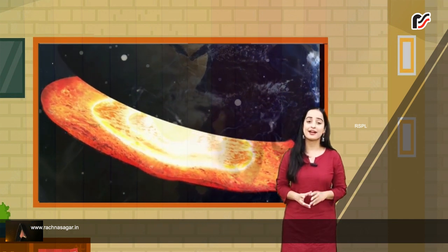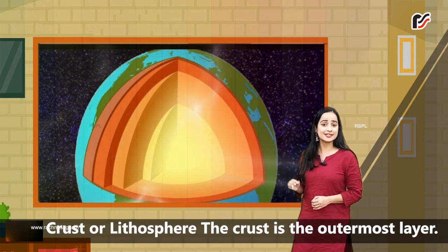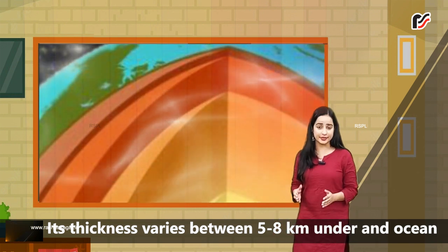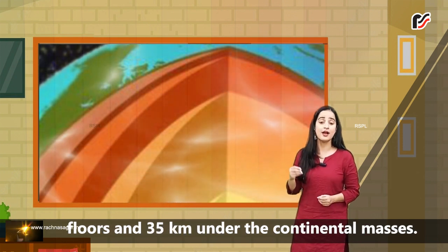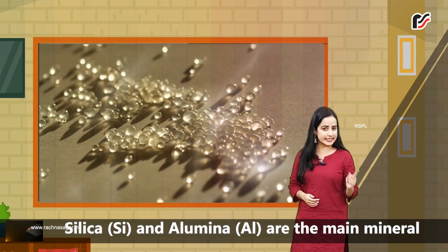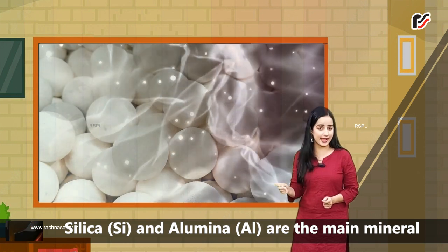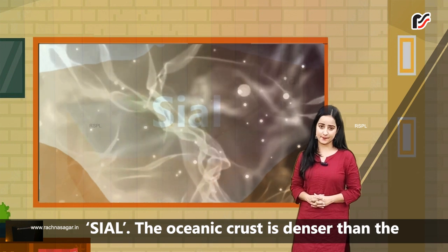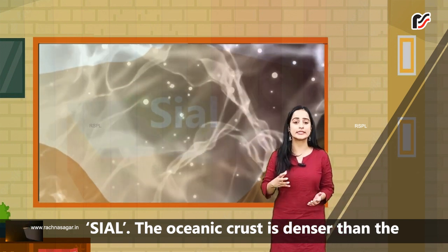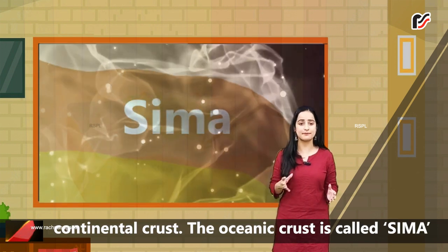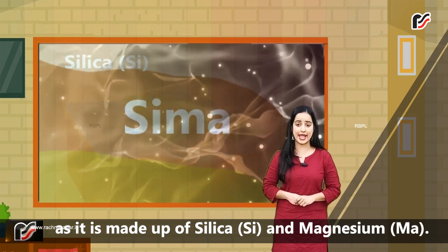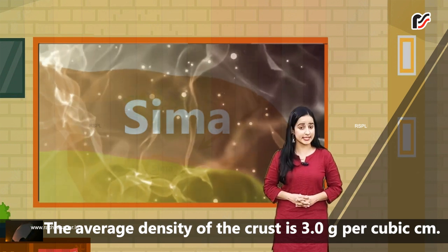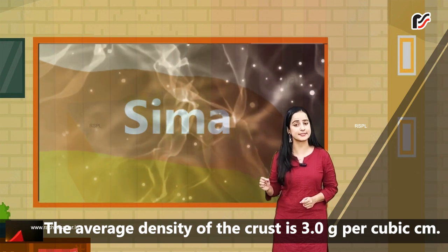Structure of the Earth: crust or lithosphere. The crust is the outermost layer. Its thickness varies between 5 to 8 km under the ocean floors and 35 km under the continental masses. Silica (Si) and alumina (Al) are the main mineral constituents of the continental mass and it is called sial. The oceanic crust is denser than the continental crust. The oceanic crust is called sima as it is made up of silica (Si) and magnesium (Mg). The average density of the crust is 3.0 grams per cubic centimeter.